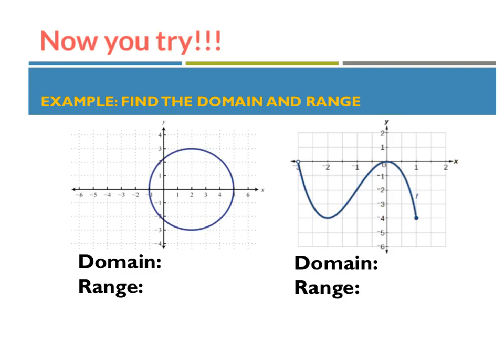The one thing you want to pay attention to is there is a slight open circle here. So think about how that will affect your answers here with using parentheses versus brackets. But try your best on these two examples, and we'll go over this in a few seconds. Good luck.